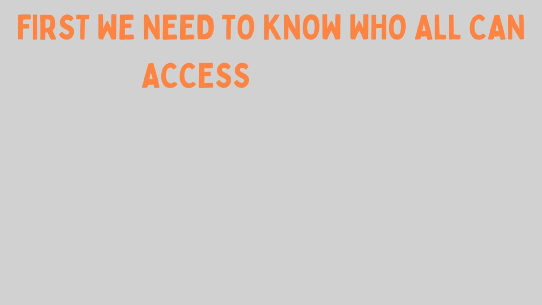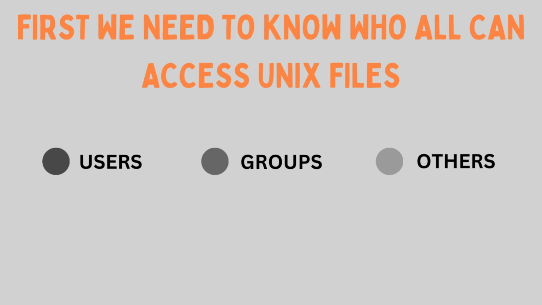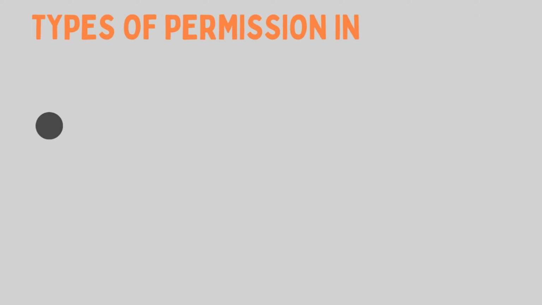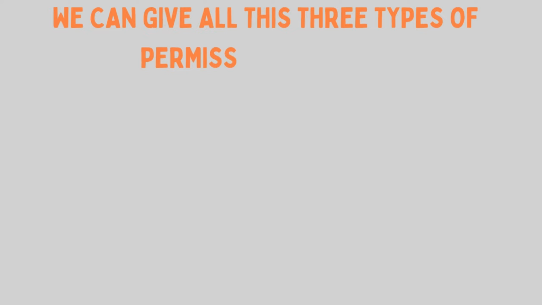First, we need to know who all can access UNIX files. They are user, groups, and others. Second, we have to know how many types of permission we can allocate to a file, or what are the types of permissions in UNIX files. They are read, write, and execute. We can give all these 3 types of permissions to each.